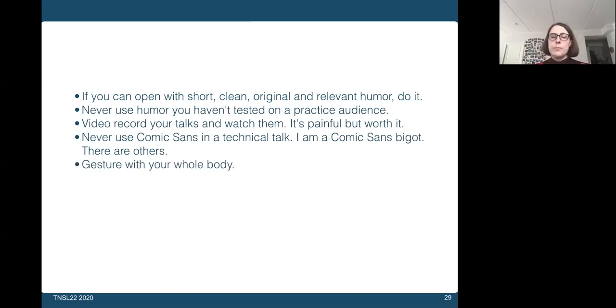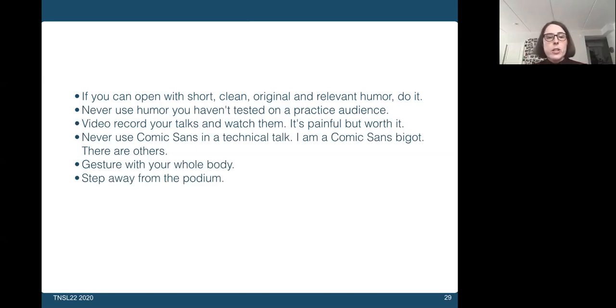Gesture with your whole body, and that is more difficult now. So you can, as I try to do sometimes, use your hands if you raise them high enough. But in this situation, you have to think about it even more. So how can you try to emphasize what you're saying with your body, even if only a small part of you will be visible?